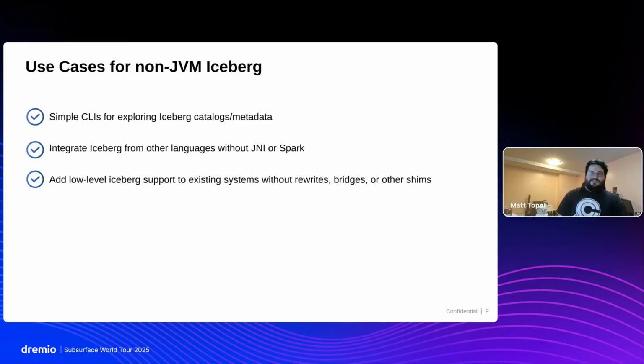Same goes if you have an existing system written in Go, Rust, or C++, and you want to add support for low-level Iceberg primitives, but you don't want to rewrite the whole application. You don't want a bridge between things. You don't want to shim everything together. Again, while lots and lots of things use Java, not everything runs on JVMs, and you don't want to have to shove things in there if your system isn't already using it.